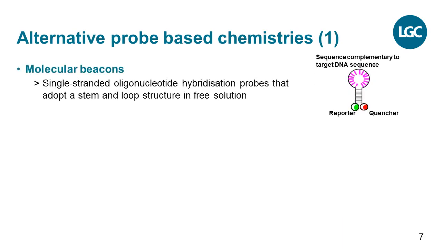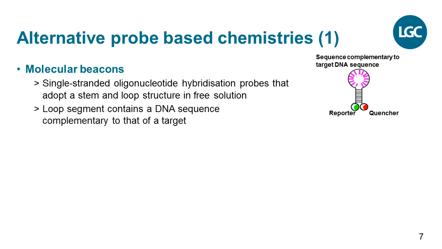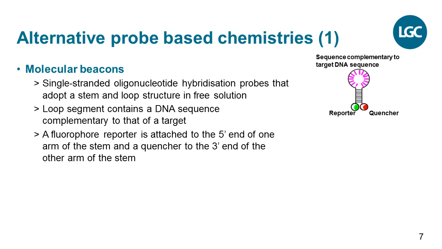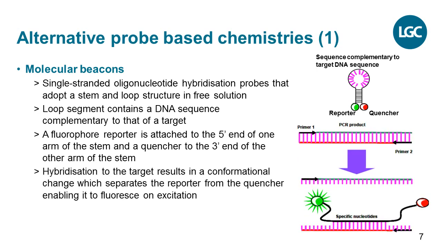Molecular beacons are single-stranded oligonucleotides that can form stem and loop structures in solution. The loop contains a DNA probe sequence complementary to that of a target sequence, and the stem is formed by the annealing of complementary arm sequences located either side of the probe sequence. A reporter fluorophore is linked to the 5' end of one arm, and a quencher to the 3' end of the other arm. On hybridization of the probe to the target, a conformational change occurs which results in the separation of the reporter from the quencher, enabling the molecule to fluoresce.